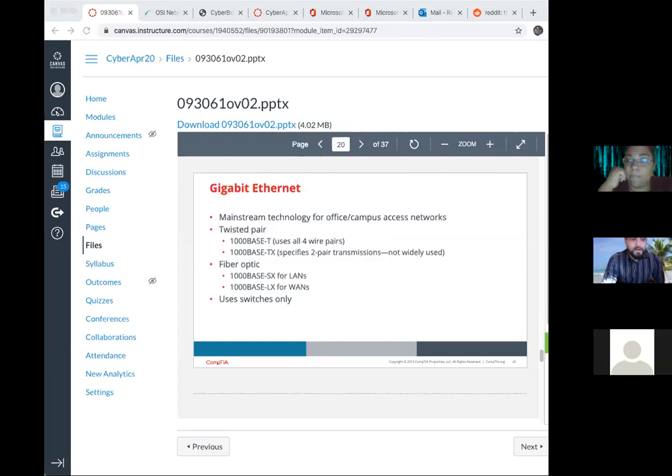Gigabit Ethernet. Gigabit Ethernet is going to build on top of Ethernet and Fast Ethernet, and it's 10 times faster than Fast Ethernet. And that's 802.3z.